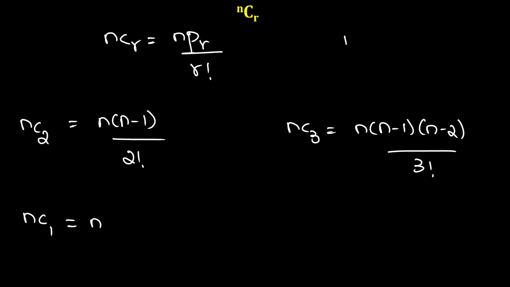nC0 means out of 10 people, I'm not selecting anyone. One way. Rejecting all people is also one way.